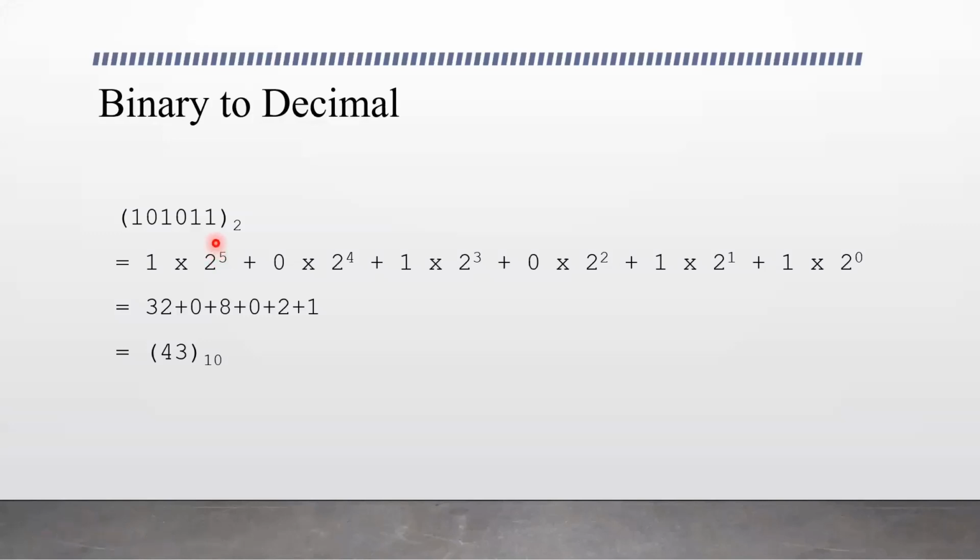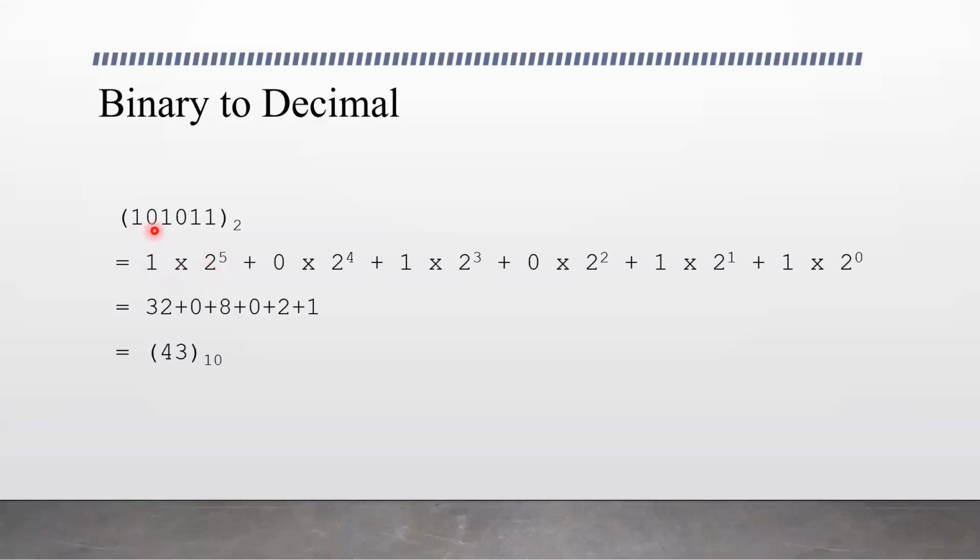Now here the number given is 101011. And the positions, if you see, this is at 0th position, first position, second, third, 4, 5. So this number has to be multiplied with 2 power. As it is a binary number, it has the base 2. So we multiply with 2 power 5. Okay, first number 1 into 2 power 5.